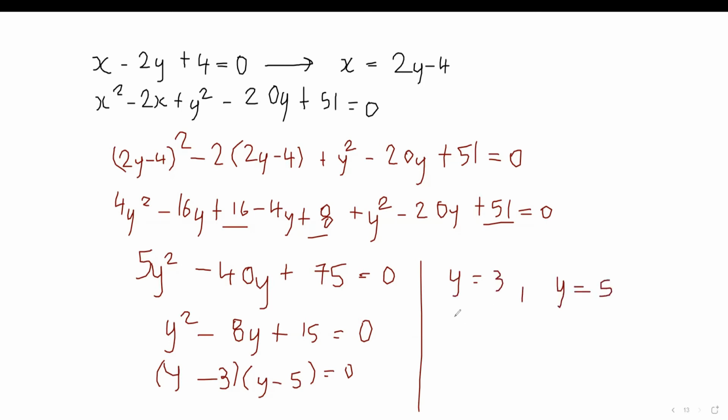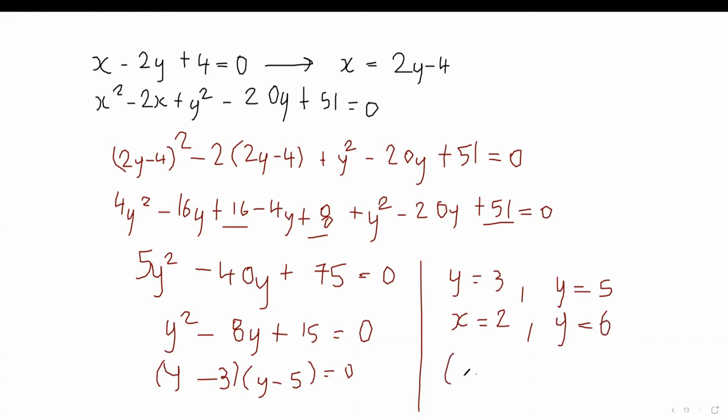Cool? Yes. Now we just need to find x. Plug in y as 3: 2 times 3 is 6, 6 minus 4 is 2. And now plug in y as 5: 2 times 5 is 10, 10 minus 4 is 6. All right, it's a bad Sunday. The addition part is not flowing.